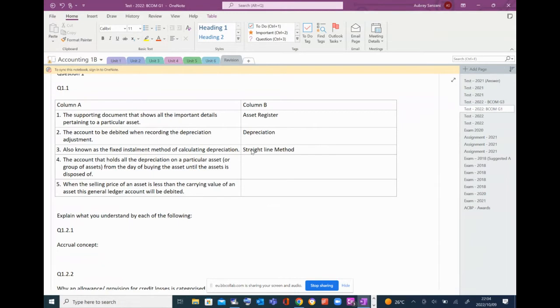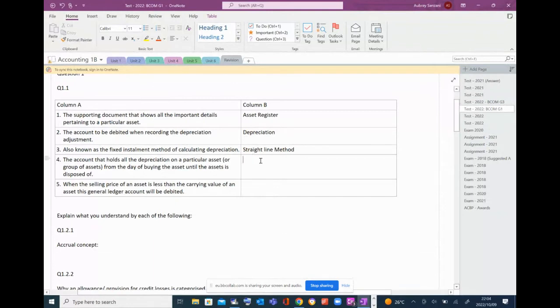But I know in all your assignment questions, they say depreciation was done at cost. And then we obviously know we're using the straight line method. But if you had actually written cost method or something to that effect, I would have given you the mark. But straight line is the best answer there.